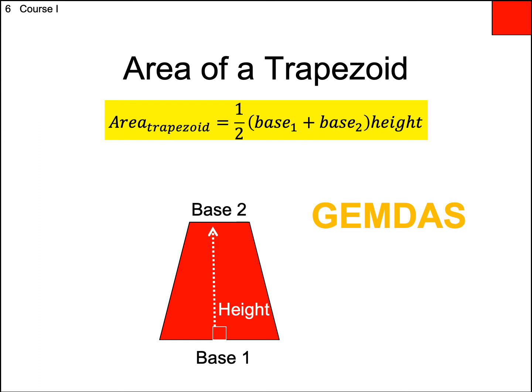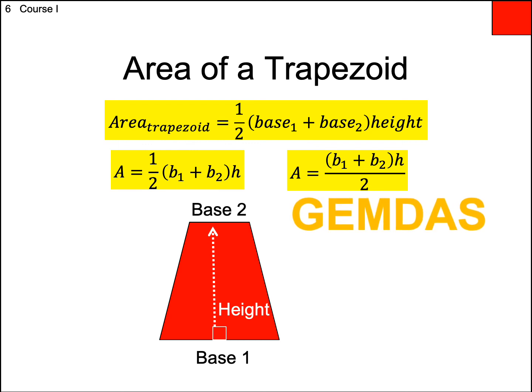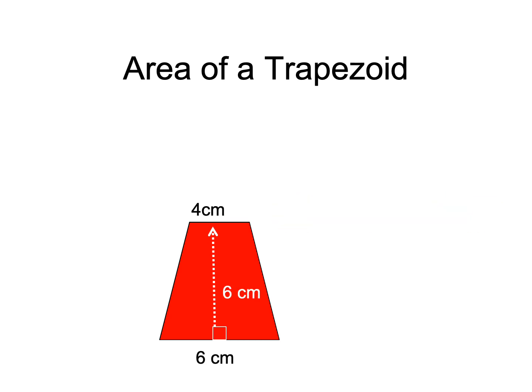All right, let's do an example. I'll just pause right here. Many students use the second formula there, the base 1 plus base 2 times the height, then divide by 2, rather than the previous one. Either one is fine. Okay. Area of a trapezoid. Let's do an example. So there's our formula.